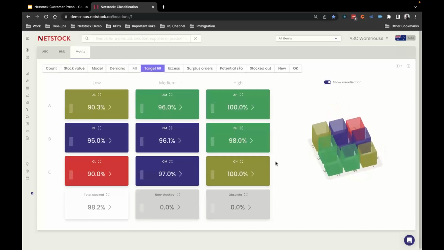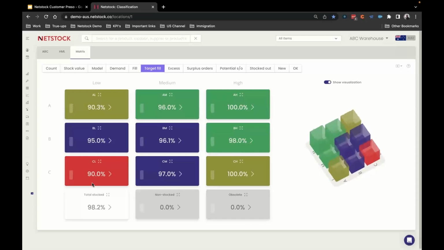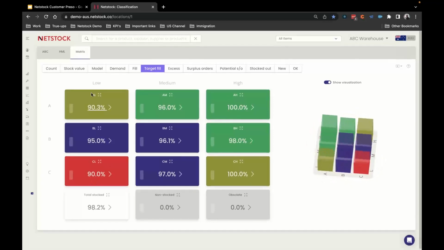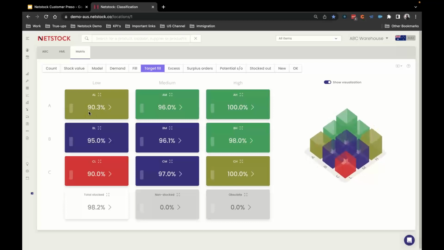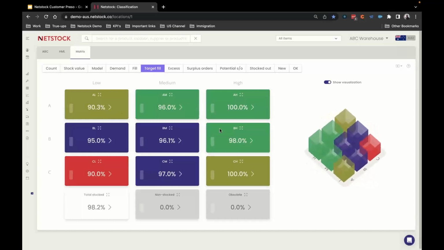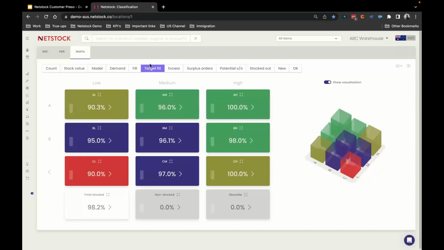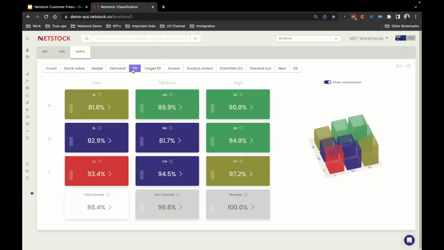So the customer will then set target fill rates. We can see very high target fill rates over here in the green, lower target fill rates on the red, or the slower moving items over here, especially those capital items, only 90% over there. Very high target fill rates on these items down here. We always want to have them in stock. And Netstock will automatically invest in those items to ensure that we have higher safety stock and we don't stock out of those items over there. All right, so those are the target fill rates that have been set at the moment.